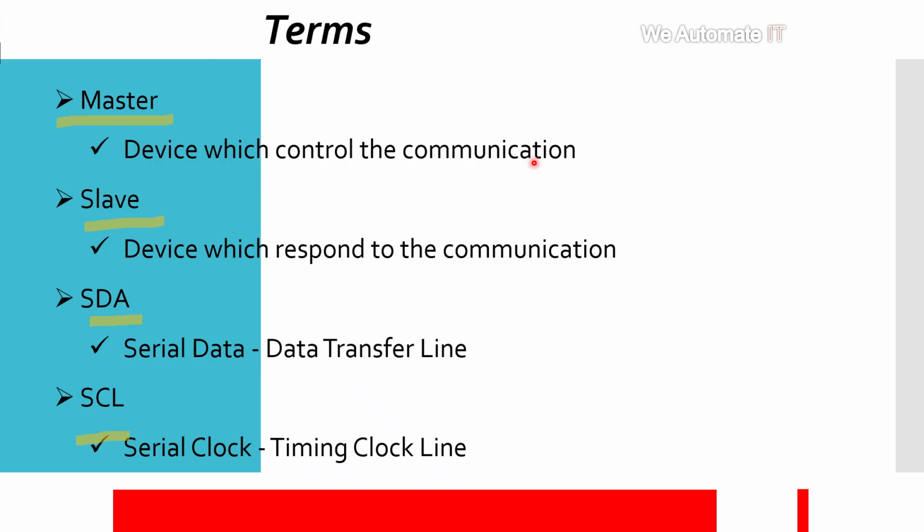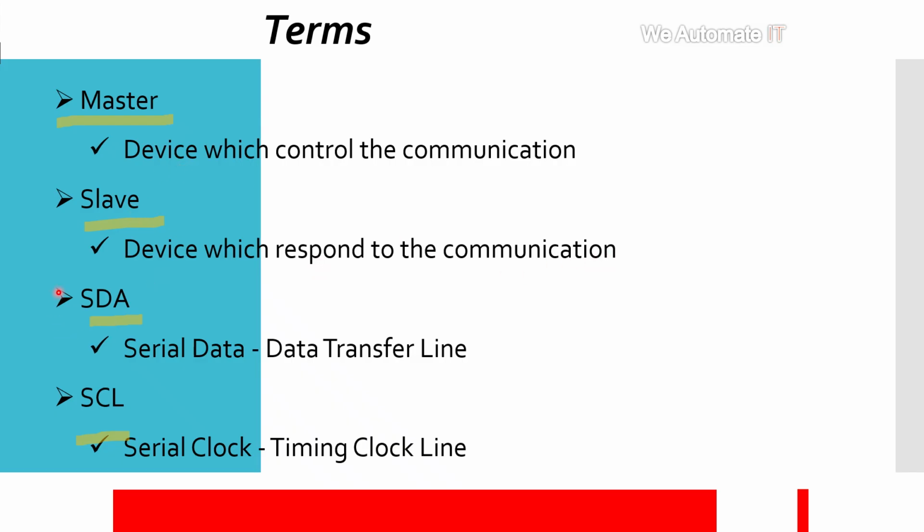The device which controls the communication is the master. As an example, in a program there is some head, some master, who is controlling his subordinates who are working under him, right? Likewise here the master is the device which controls the whole communication in the network, and the slave is the one who responds to the master's orders. So the slave is the device which responds to the communication given by the master.